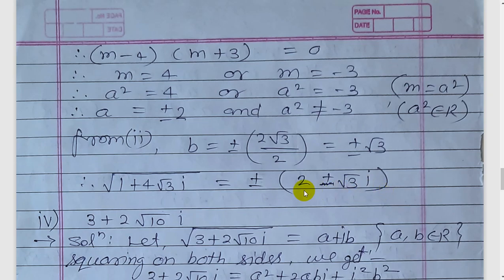Clear? So what does it mean? If we take whole square of 2 plus root 3i, we get 1 plus 4 root 3i. If we take whole square of minus of 2 plus root 3i, we get the same term again. This means square root.